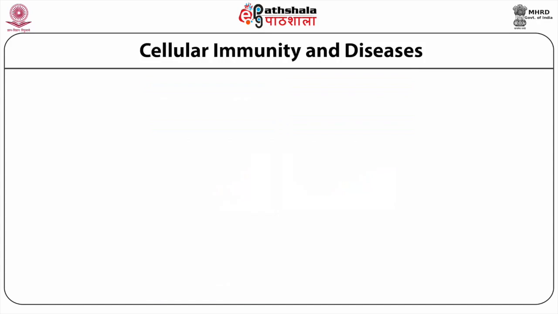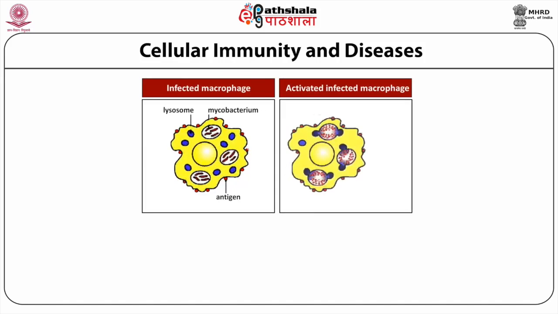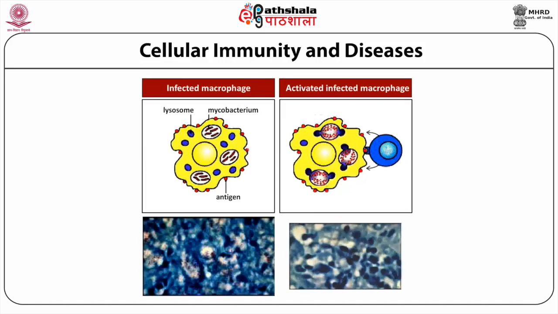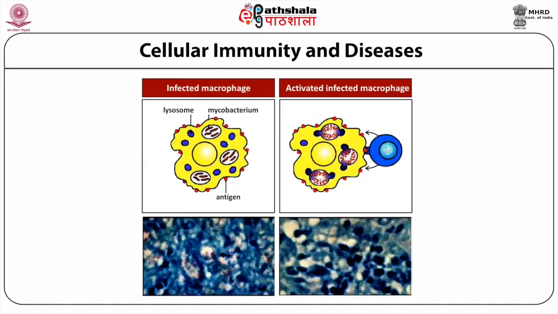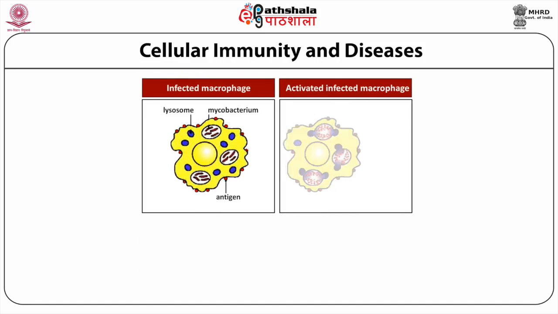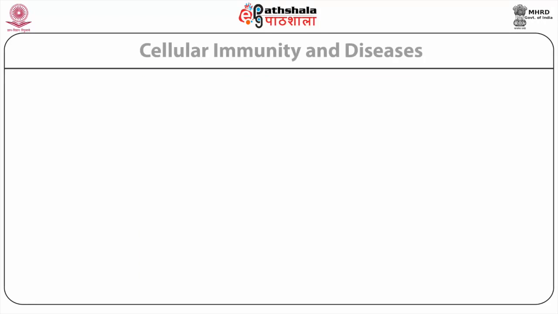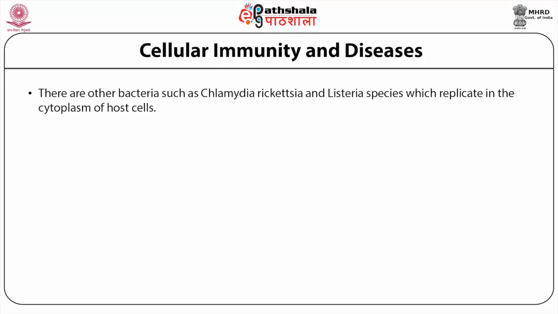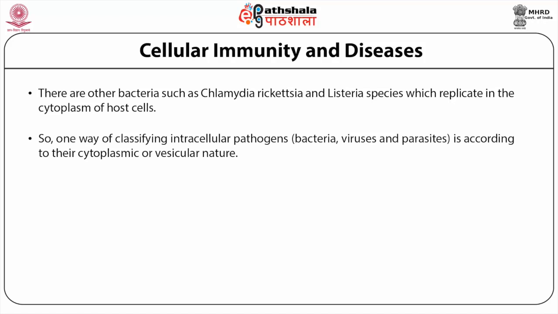The other examples of intracellular pathogenic bacteria are Salmonella typhi and the Brucella species, which also have vesicular residence. There are other bacteria such as Chlamydia, Rickettsia and Listeria species which replicate in the cytoplasm of host cells. So, one way of classifying intracellular pathogens is according to their cytoplasmic or vesicular nature.